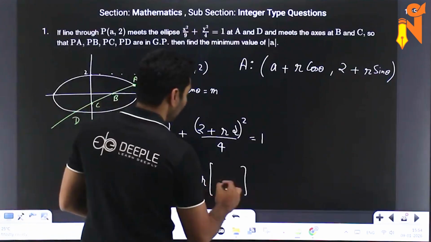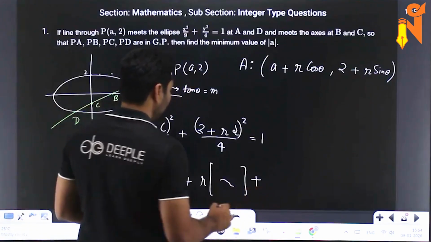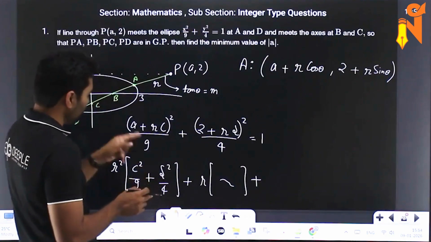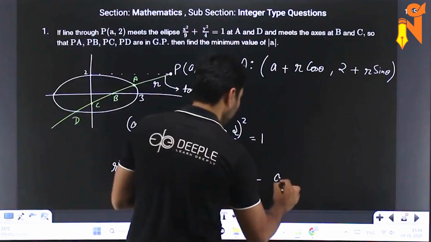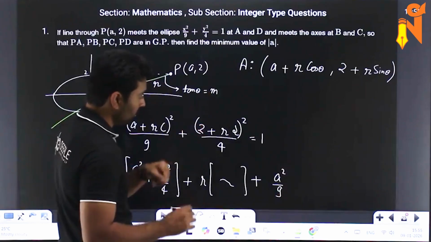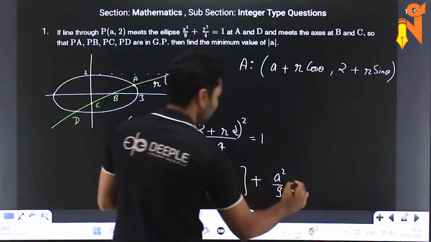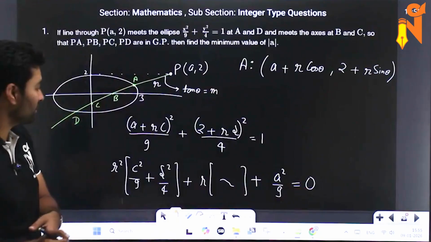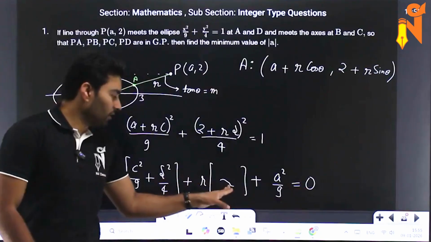Why? Because this is not important. Then plus, what is the constant part? The constant part will come from A square by 9, and from here 4 by 4, 1 cut. So this is the only constant part. I hope this is clear. Something is here, I won't write.